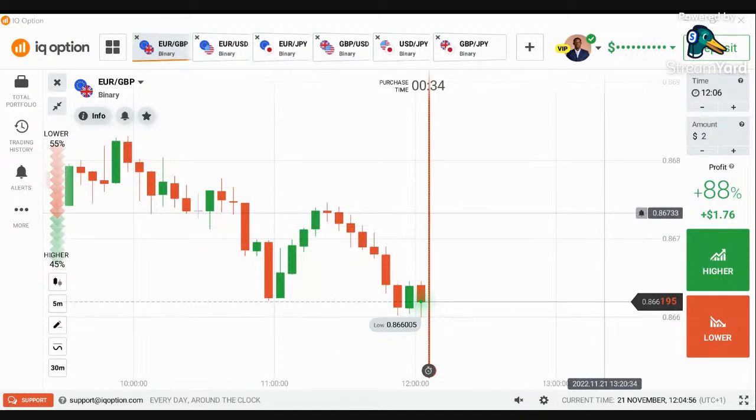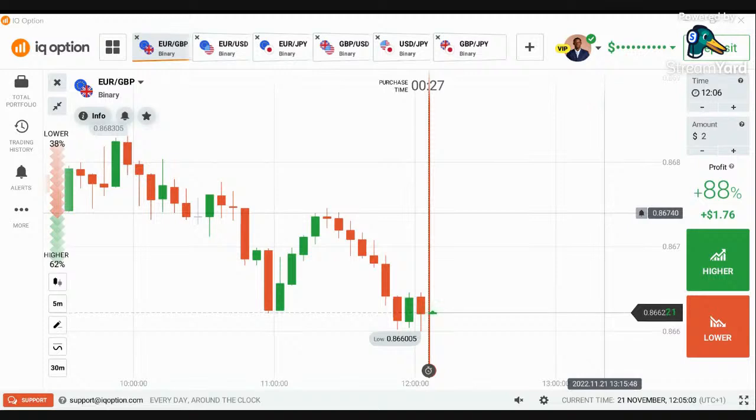Now, let me just teach you this for free. The major part of the candle is the bodies, not the wicks. Okay, the major part of the candle is the body. So just get this one from today's live broadcast. So how am I sure that the market wants to continue selling?